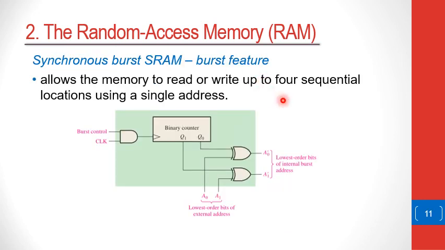So the burst feature simply allows multiple memory regions which are adjacent to be sequentially accessed, even though only a single address has been specified. So it allows memory to be read or written for up to 4 sequential locations using just a single address.